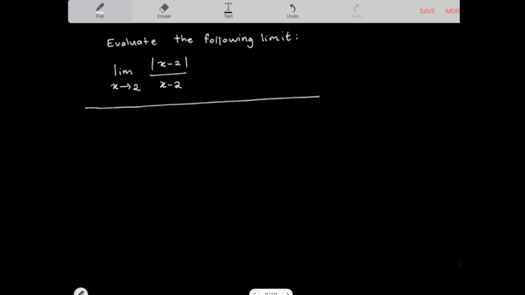Alright, let's evaluate the following limit. Here we can see another variation of these limit type questions, but this time we actually have an absolute value associated with it. By looking at the limit, you can notice that as x approaches 2, the denominator is going to approach 0, right?